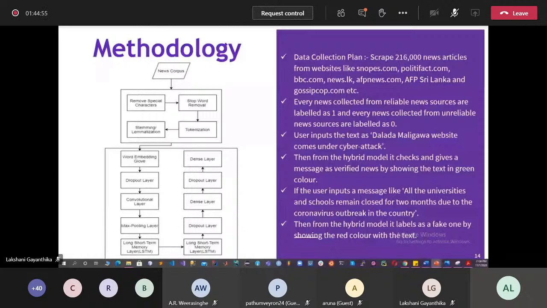Every news item collected from reliable news sources is labeled as 1, and every news item collected from unreliable news sources is labeled as 0. If the user inputs a text like "Malika website comes under cyber attack," then the hybrid model checks it and gives a message as verified news by showing the text in green color. If the user inputs a message like "all the universities and schools remain closed for 2 months due to the coronavirus outbreak in the country," then the hybrid model labels it as a fake one by showing the text in red color.